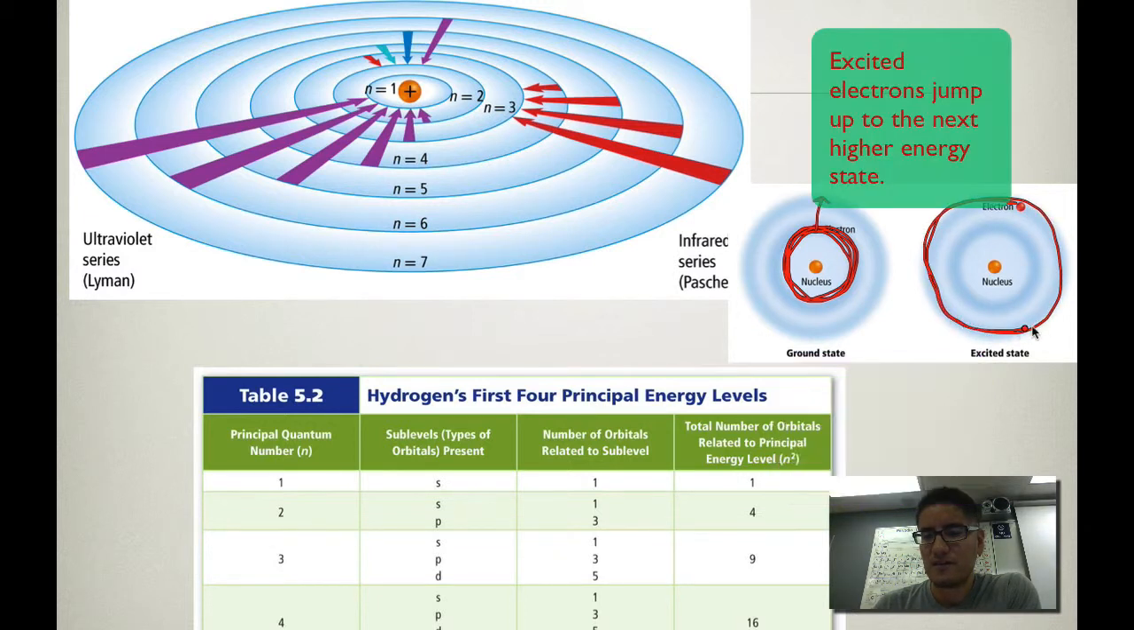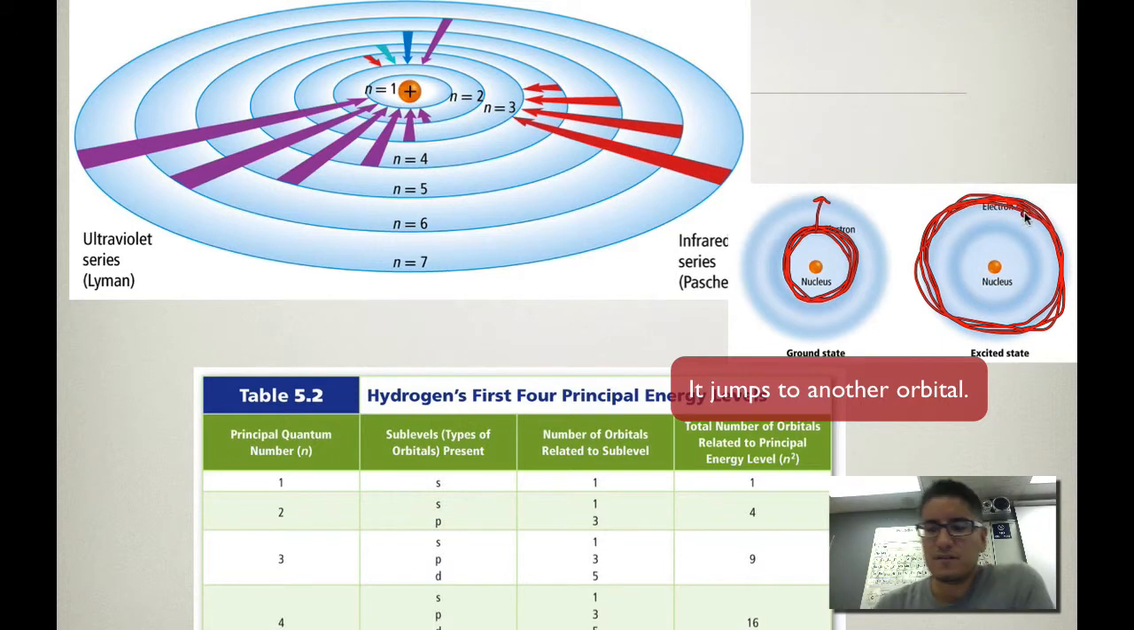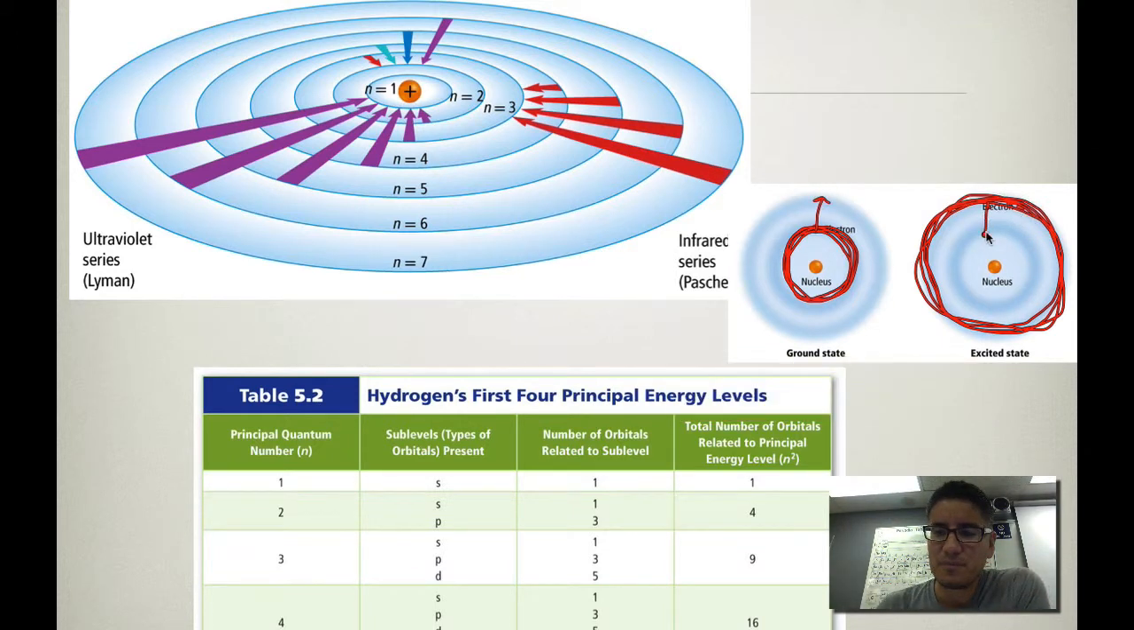When it's in this higher energy level, it's considered to be in an excited state, an unstable state. Nature, as you know, does not like to be in unstable environments, so this electron will eventually jump back down. They always go back down to their ground state. As it goes back down to this ground state, it releases the energy that it absorbed.